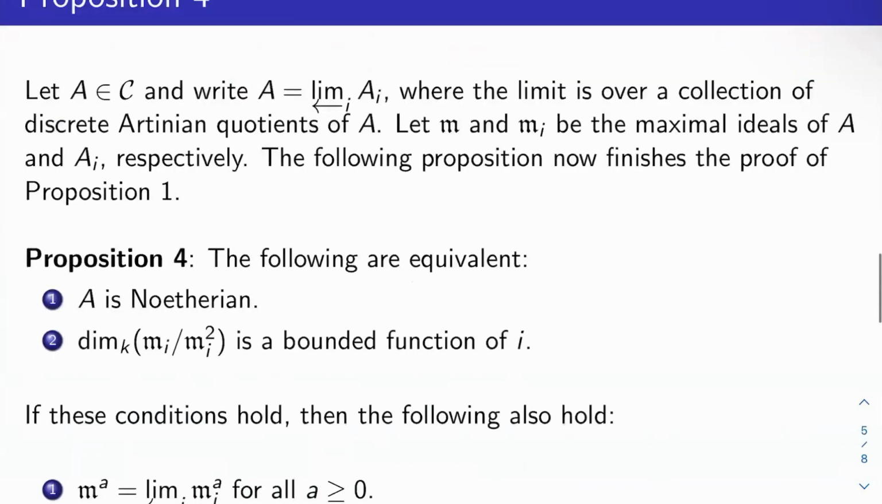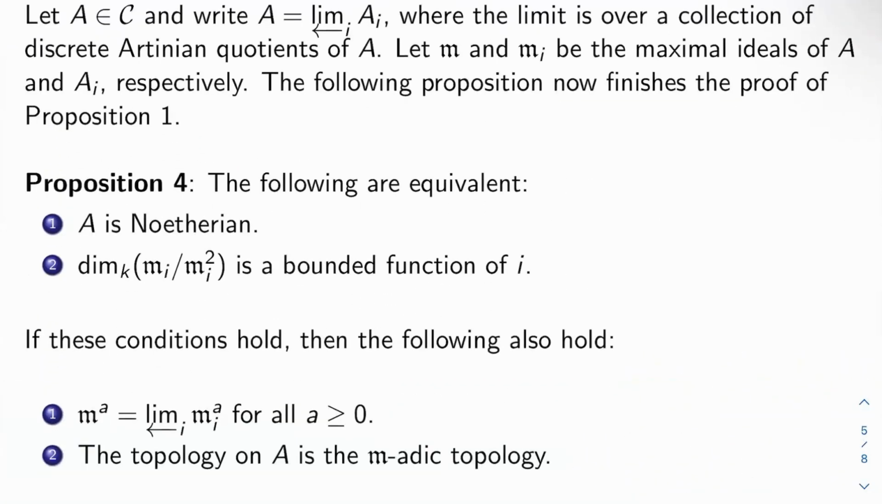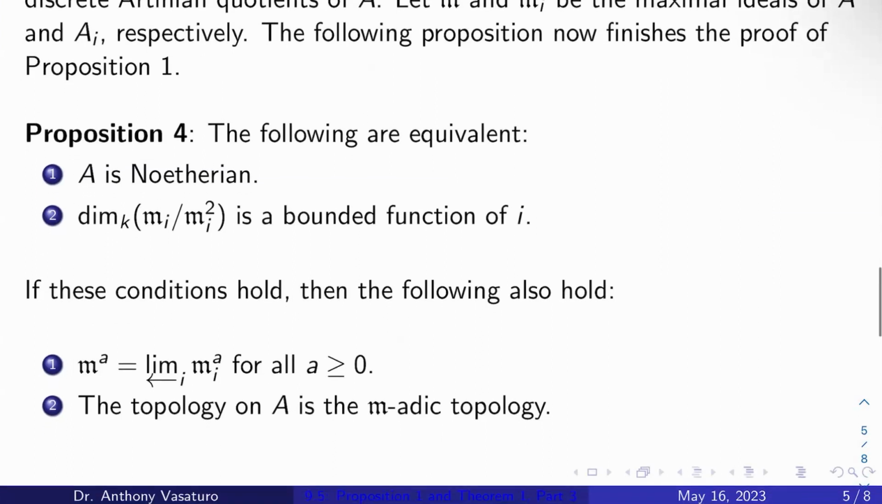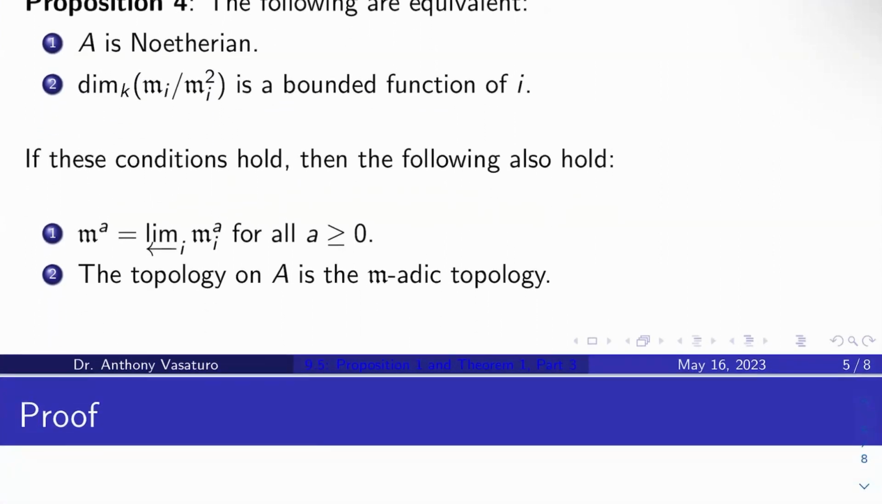All right. So all of that lemma plus all of the information above now tells us that the following proposition now finishes the proof of proposition 1, and we'll call this proposition 4. So proposition 4, the following are equivalent. A, in the setup above, is Noetherian, and B, the k-dimension of m_i/m_i^2 is a bounded function of i. And then if these conditions hold, the following also hold. m^a is the inverse limit over i of m_i^a for all a non-negative. And the topology on A is the m-adic topology. Okay, so hopefully you can see with not too much convincing yourself that this is enough to prove proposition 1.